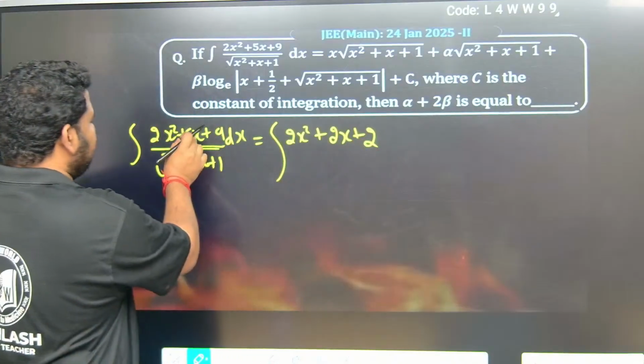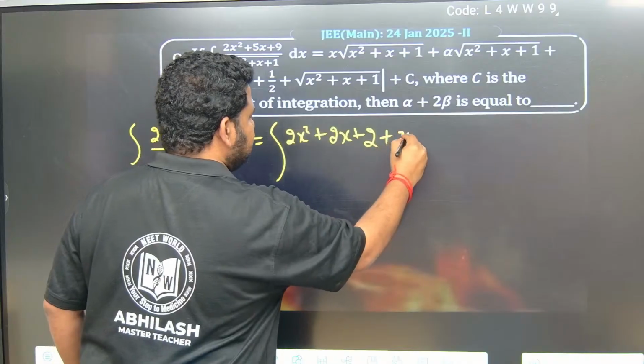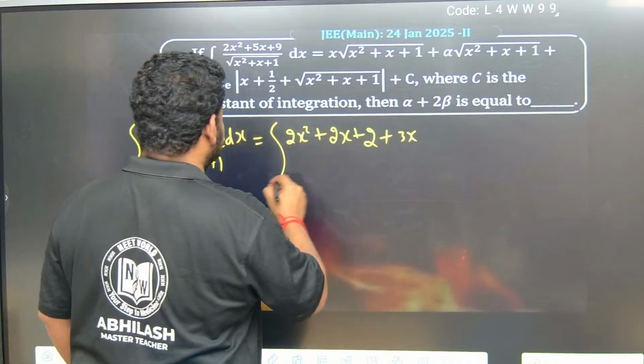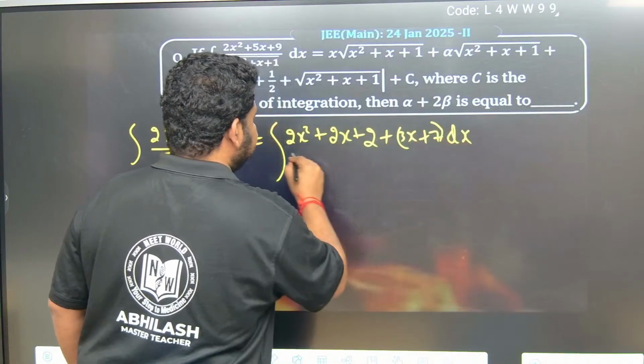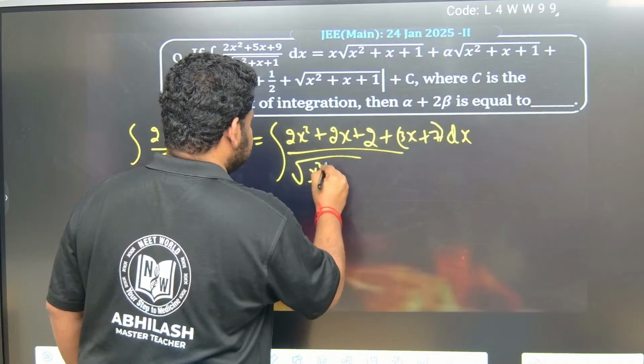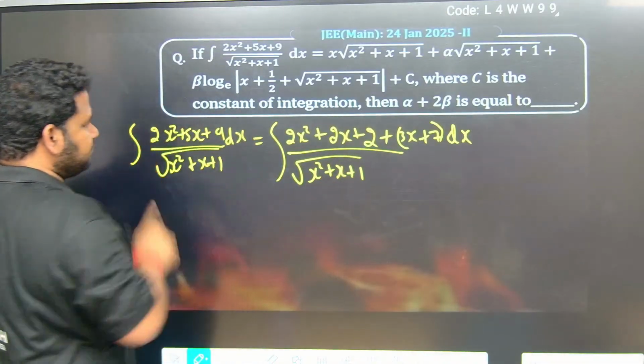Now what is left? Out of 5x, 2x is taken, so 3x is left. Out of 9, 2 is taken, so 7 is left. So the integral is (2(x square plus x plus 1) plus 3x plus 7) dx divided by the square root of x square plus x plus 1. This is what they have given.